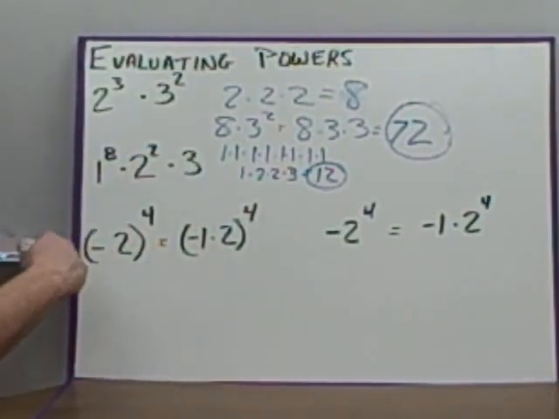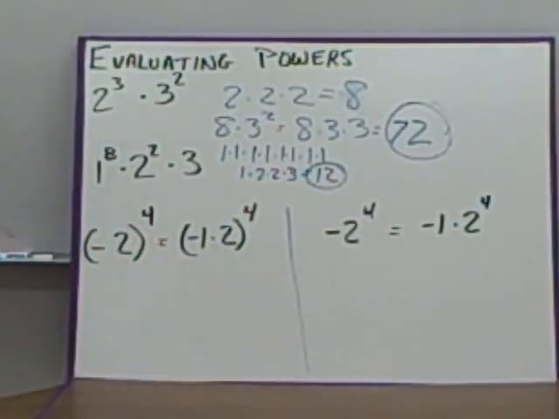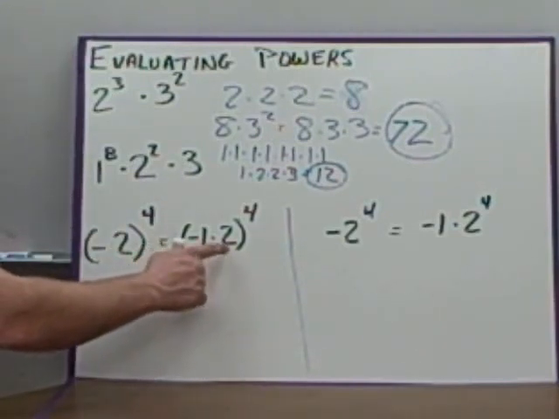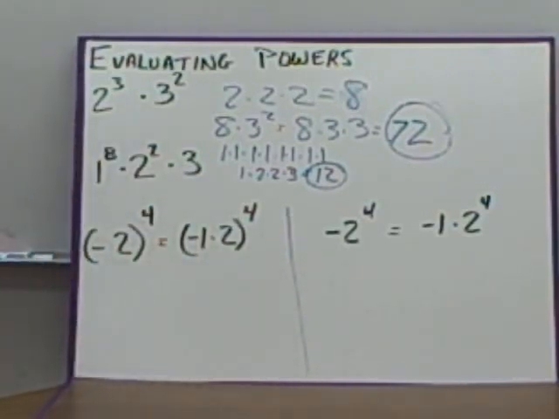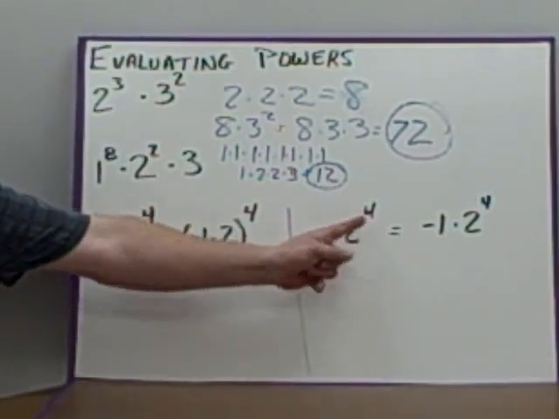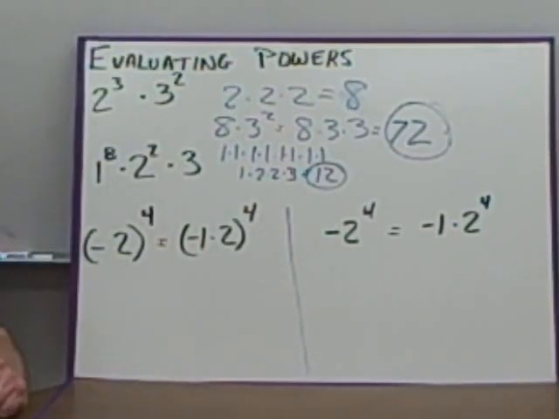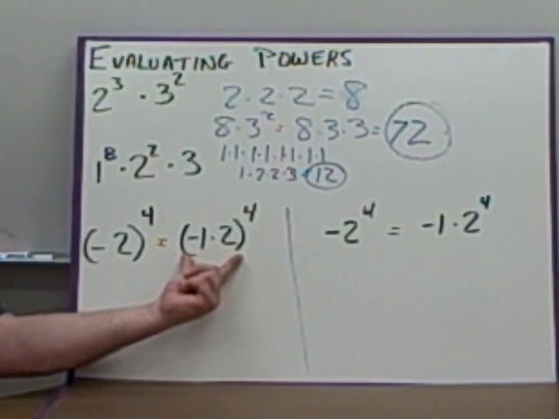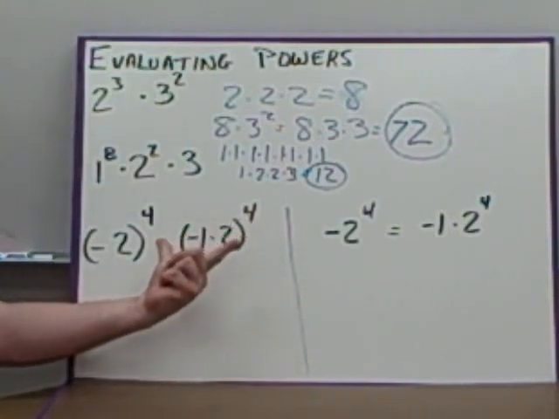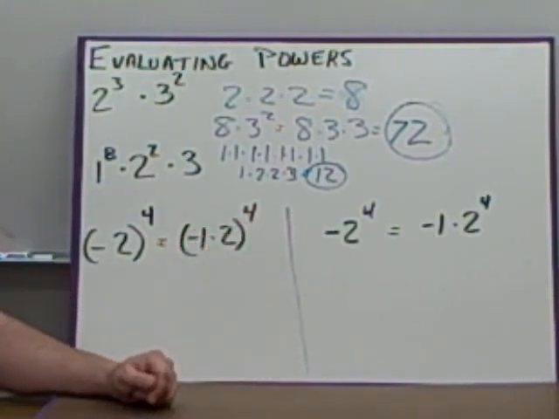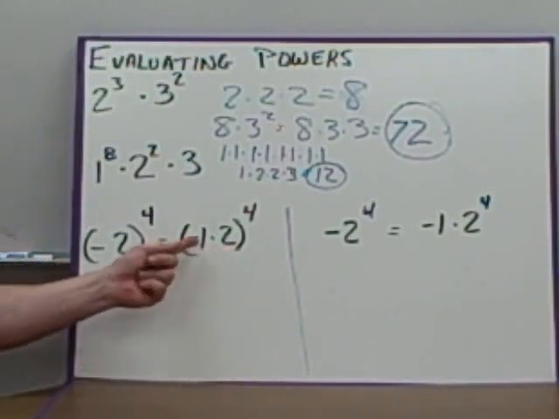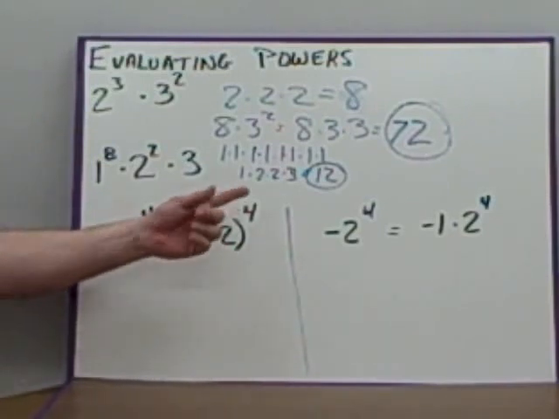Now this one I broke up, I wrote in two different problems here, and they are 2 different problems. -2 in parentheses to the fourth is the same as saying -1 times 2 in parentheses to the fourth. Whereas -2 to the fourth like this is the same as saying -1 times 2 to the fourth. Big difference here, because remember with the order of operations, grouping symbols come before exponents. Parentheses before exponents. When you write like this, you've got to do the times first before you do the exponent here.